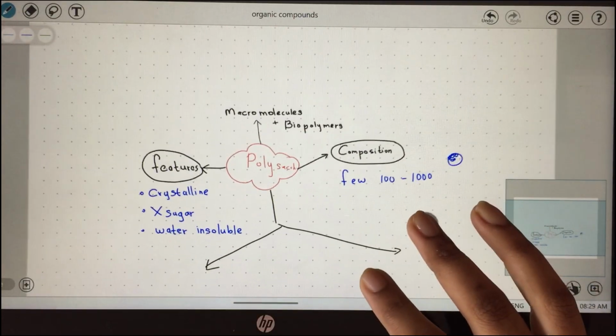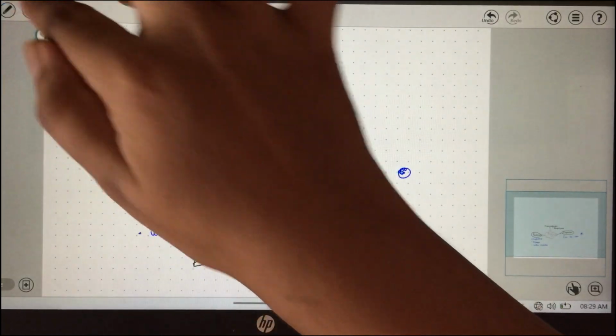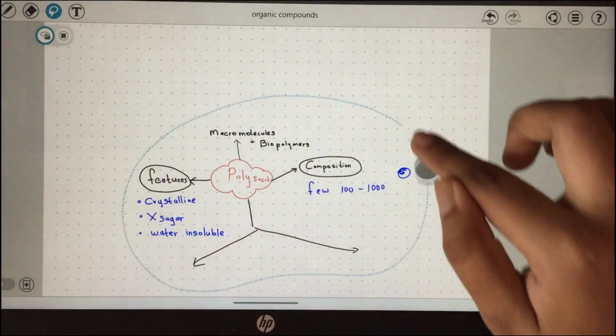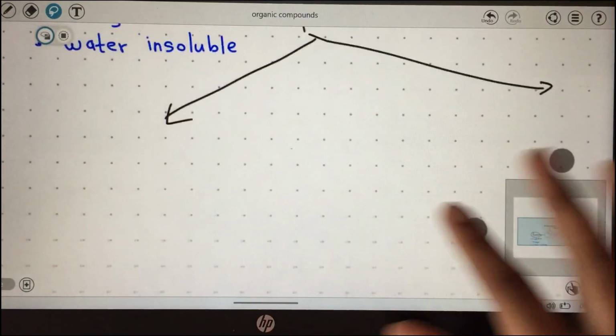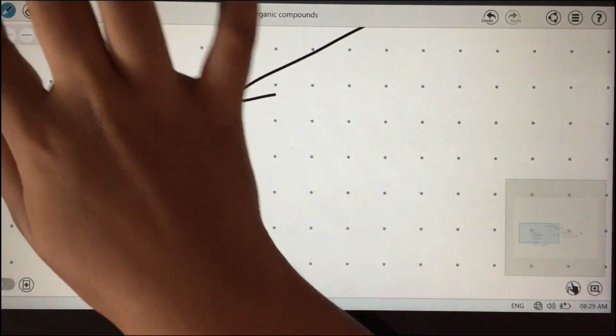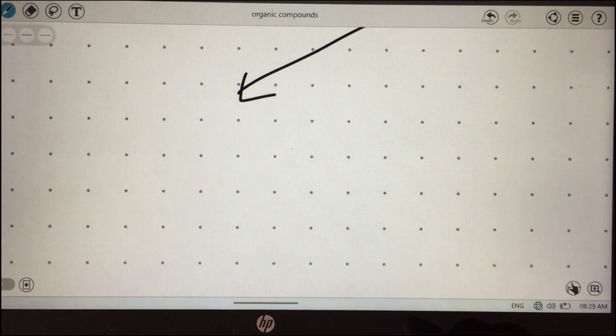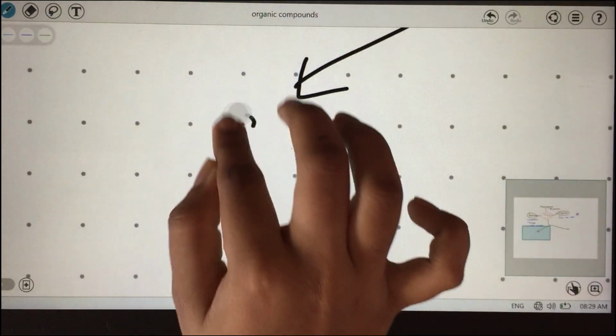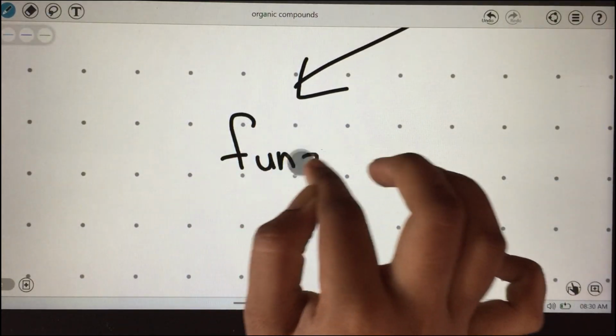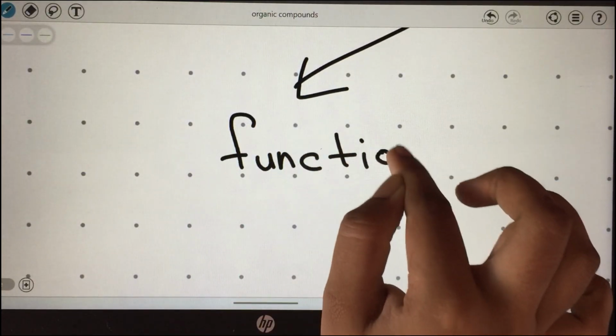So here also you are going to bring them down into two main categories. So what are the two categories? The first category is according to their function. Okay, so based on their function, you are going to classify polysaccharides.